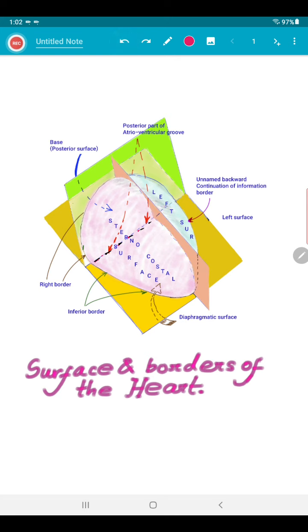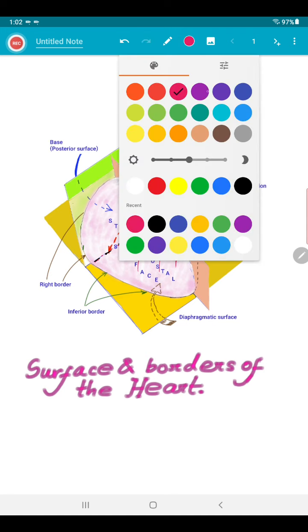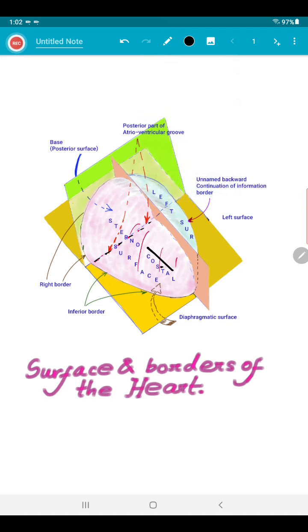Now the sternocostal surface is directed forwards and also upwards. It is separated from the base by the right border of the heart, separated from the diaphragmatic surface by the inferior border of the heart, and separated from the left surface by the left border of the heart, or margo obtusus. This is obtuse, that's why margo obtusus. The inferior border is acute, sharp, margo acutus.